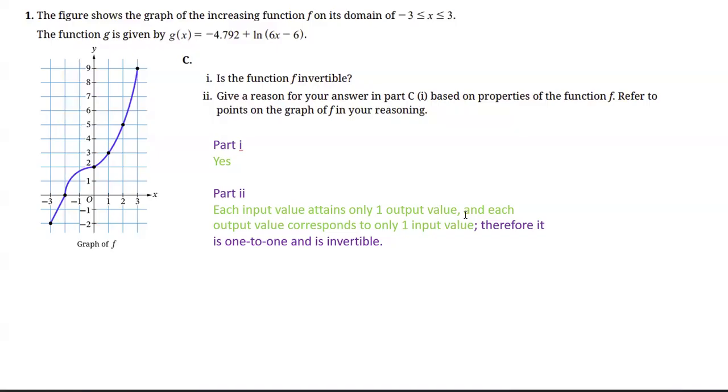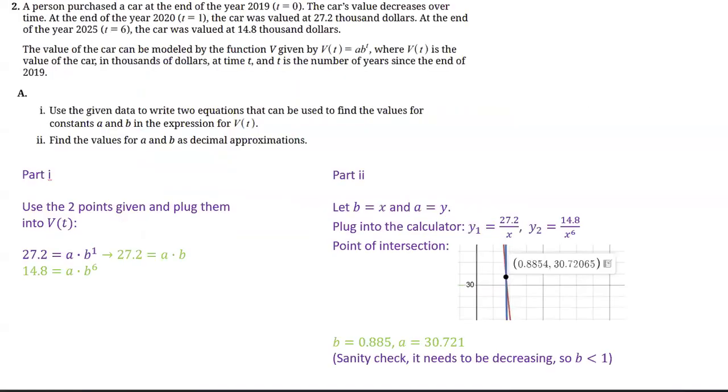And this is the horizontal line test reasoning. Each output value corresponds to only one input value. So each y value, there's only one corresponding x value. And that's what makes f invertible. Or you can even say one-to-one. I don't think they care about saying one-to-one, but it's invertible because, well, number one, for each x there's only one unique y, and for each y there's only one unique x. Those two conditions, okay? I believe that's what they would want to see.